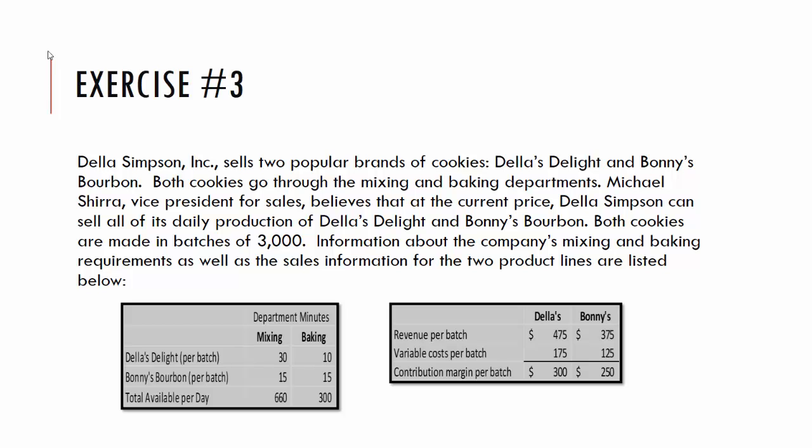And again, we know our contribution margin is the thing that drives our decision, so let's look at that real fast. Each batch of Della's Delights that we make is going to give us revenue of $4.75 and variable costs of $1.75, meaning that our contribution margin per batch of Della's Delights is going to be $3.00. For Bonnie's, it has a revenue per batch of $3.75. Our variable cost per batch is $1.25, which means each batch of Bonnie's Bourbon cookies that we make is going to have a contribution margin per batch of $2.50. So with that information, we can figure out our optimal mix.